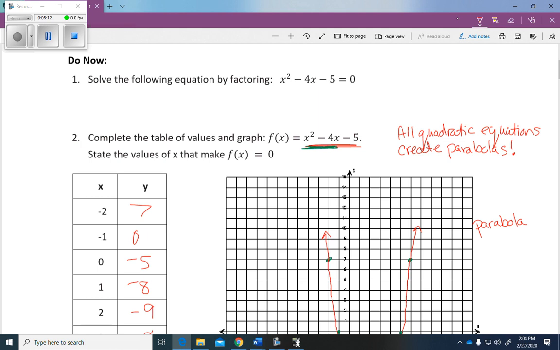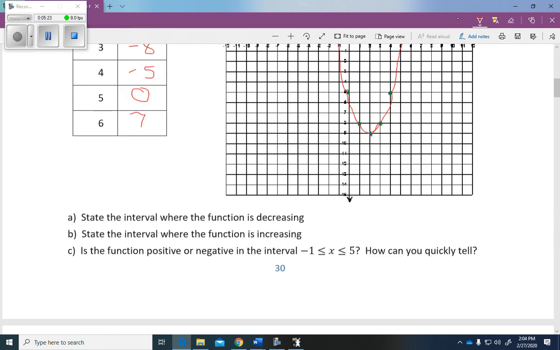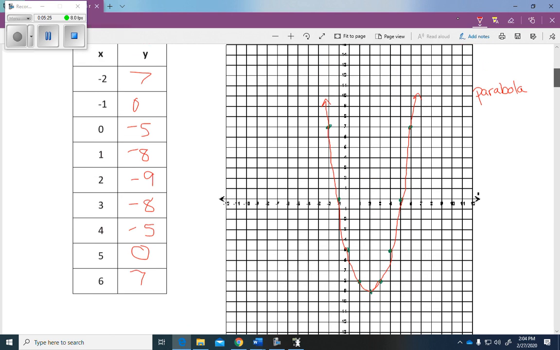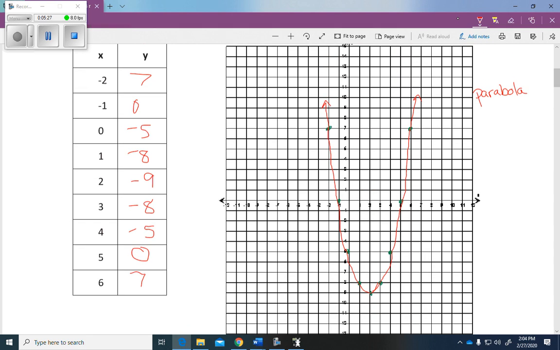That is so important to remember. So we know absolute value graphs make a V-like shape. We know linear graphs make straight lines. We know that exponential graphs show a graph that's constantly increasing or constantly decreasing. And now we know that quadratics make parabolas. So very, very, very important.